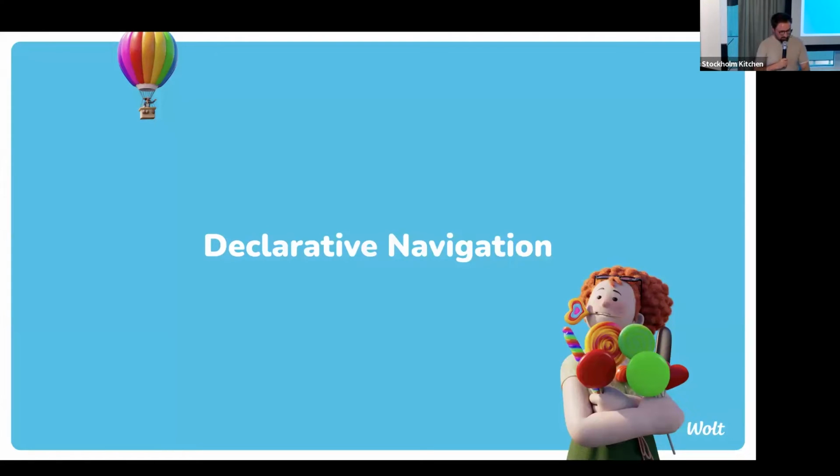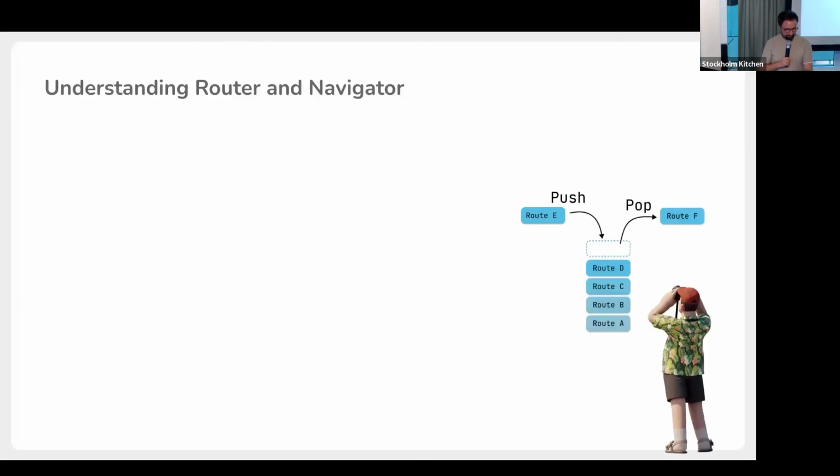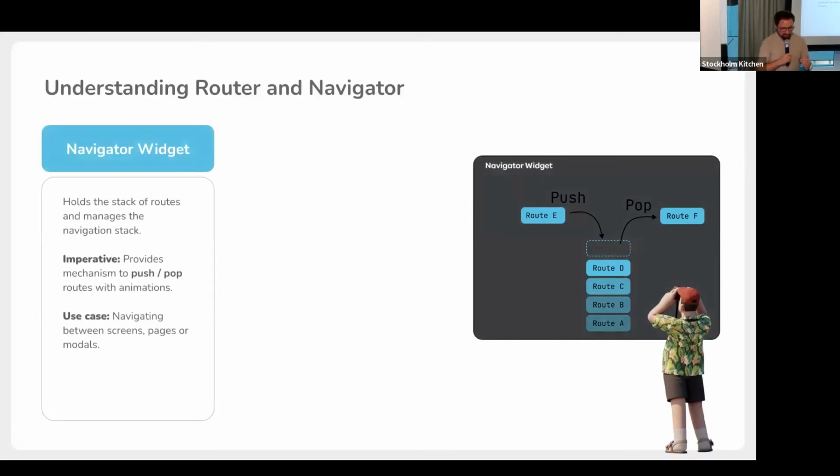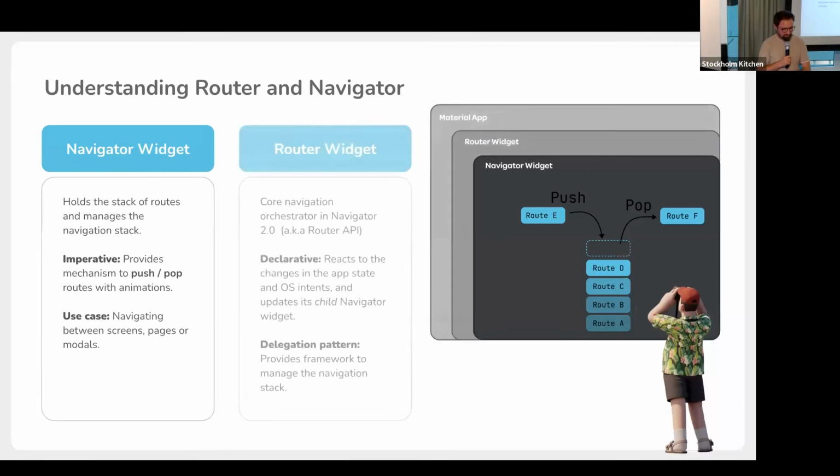Okay, so declarative navigation. This is very straightforward, right? Navigation stack, push and pop routes. This is Navigator 1. Navigator 1, which is the Navigator widget, has push and pop operations. It's very simple. It navigates between screens, pages, and models. So it just holds the stack of routes and manages the navigation stack and operations.